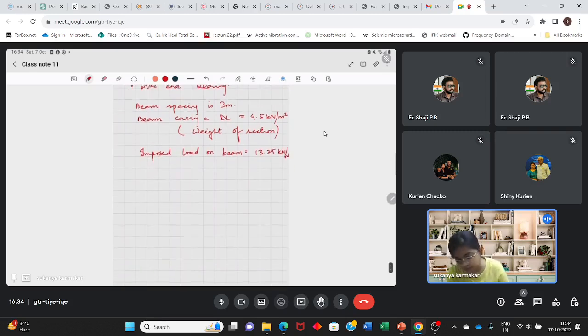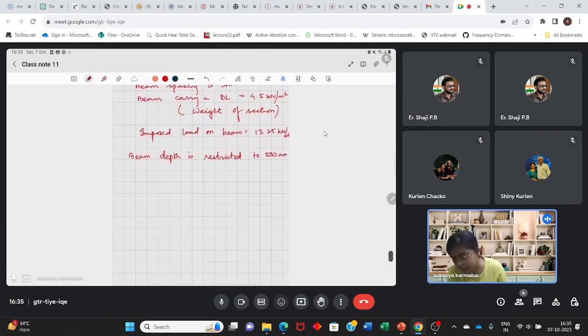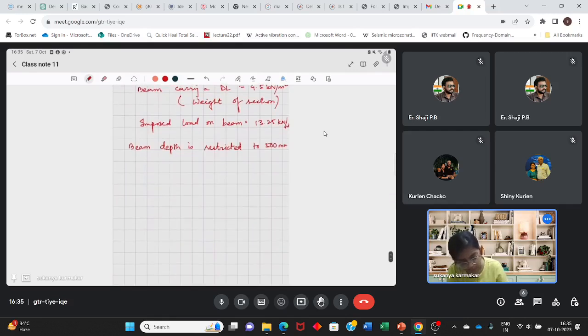And beam depth is restricted to, see, this data is important. It will play an important role later on. Beam depth is restricted to 500 mm, and yield strength of the steel is 250, means 250 MPa, and beam is laterally supported.